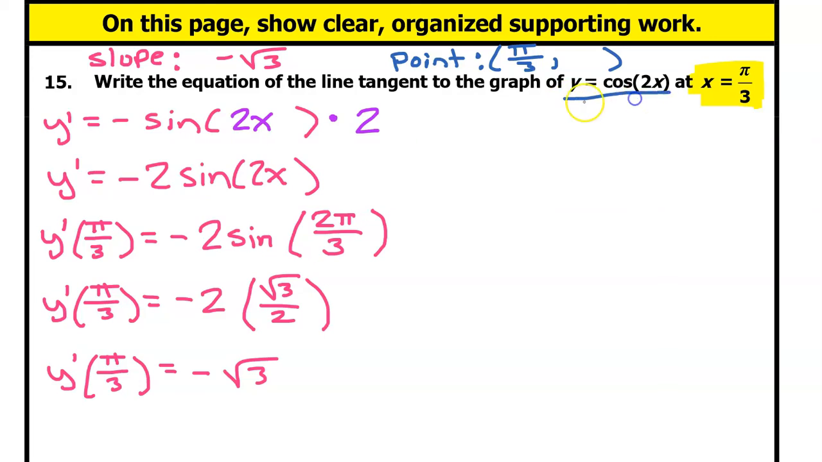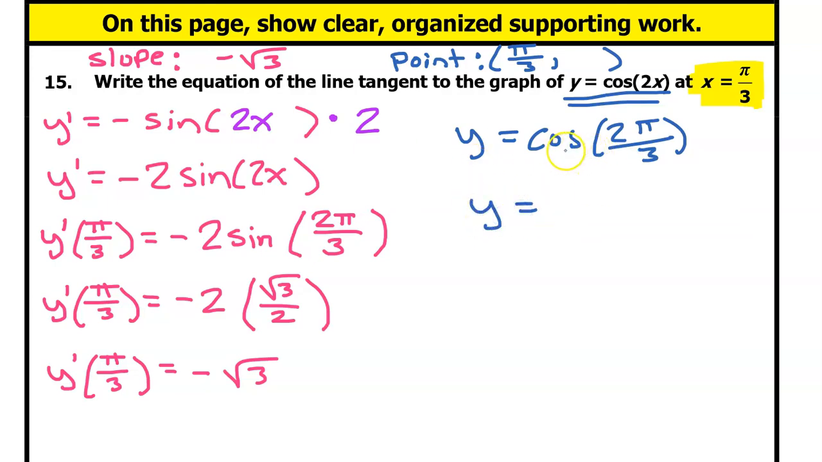Well, we have a formula for the y value right here, the original function. Y is equal to the cosine of 2 times x. But this particular x value is pi over 3. So let me just squeeze it in as 2 pi over 3. So this will give us the y value. What is the cosine of 2 pi over 3?